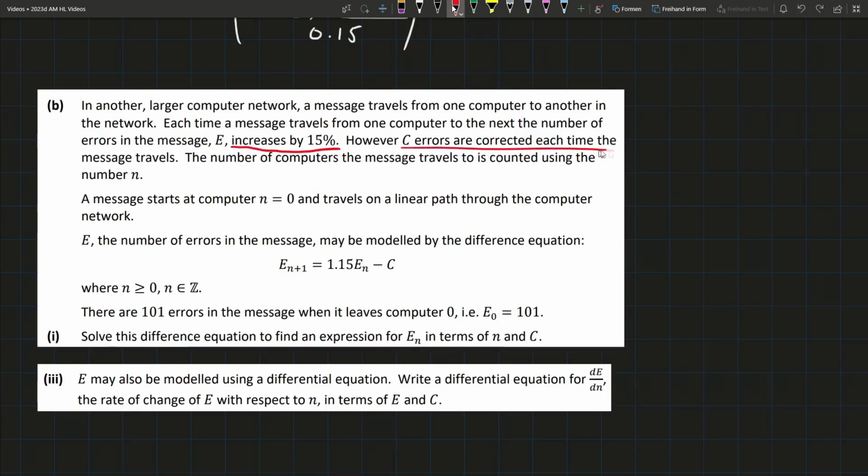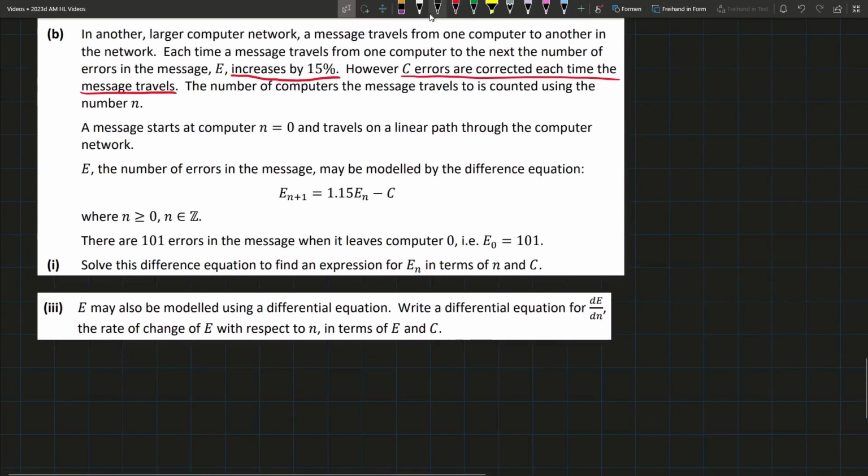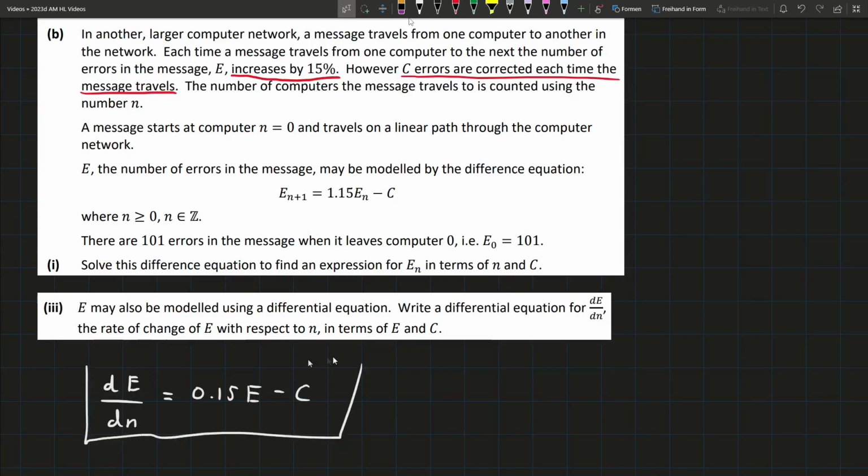And we can use our difference equation here to help. So basically what it's saying is that the next term is 1.15 times the previous term, the previous number of errors. So that's just an increase of 1.15 minus the number of errors corrected. So it's pretty similar if we're doing a differential equation. The rate at which E is changing, the errors with respect to n, is not 1.15 times. The rate at which it's changing is that we're getting 0.15 times more errors, and then we're taking away C errors each time. And that's the differential equation that models it.